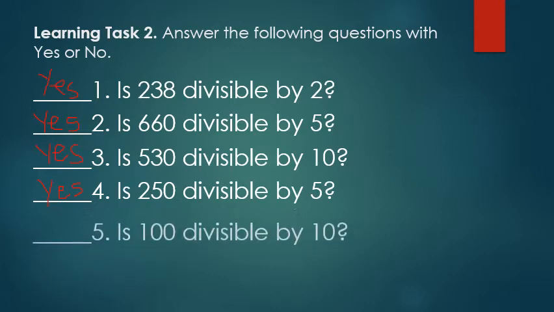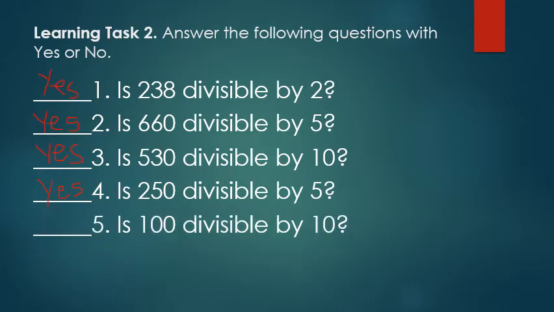Okay, next, number 5 is 100 divisible by 10? So, 10, 20, 30, 40, 50, 60, 70, 80, 90, 100. Nadaanan po yung 100. So, that is yes. Okay, so ito ay medyo matagal natin gawin kung hindi natin alam yung mga divisibility rules. Kung ang gagamitin natin ay division, medyo matatagalan tayo.